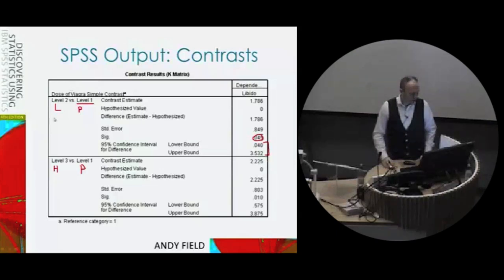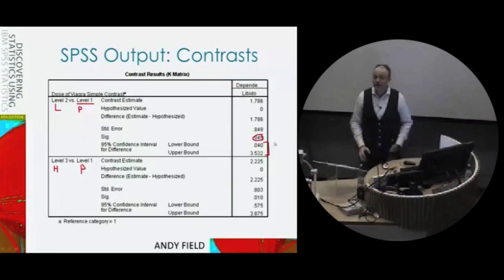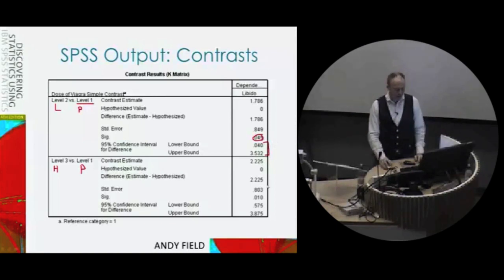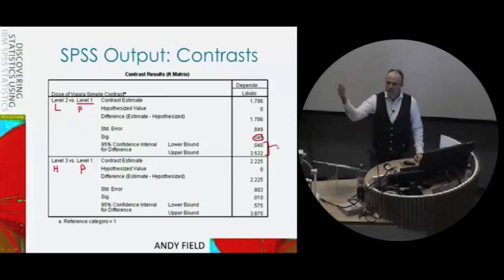So for our contrast comparing our low dose and our placebo, the p is less than 0.05, and our confidence interval doesn't contain 0. The lower boundary is just above 0, and the upper boundary is 3.5. So happy days, that's a significant effect, and from the confidence interval we know the effect in the population is likely to be somewhere between 0.04 and 3.5.